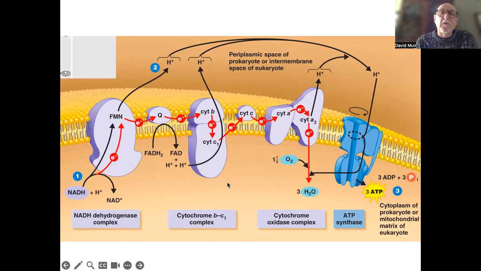Before we do, we need to think though. We have electrons streaming through here, and they have to go somewhere. They have to be accepted by a strongly electronegative substance. And the most powerful electronegative substance in this whole system is an atom of oxygen.